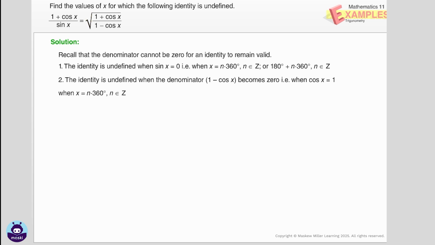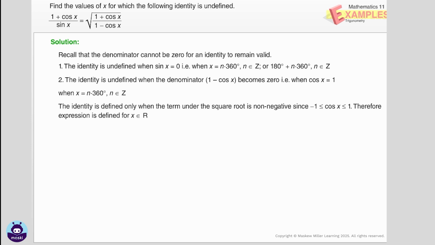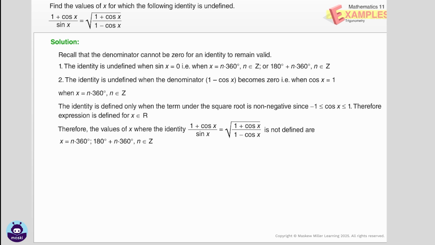Note the square root sign in the given identity. The identity is defined only when the term under the square root is non-negative. Since -1 is less than or equal to cos x, which is less than or equal to 1, the expression is defined for x element of R. Therefore, the values of x where the identity is not defined are x equals n times 360 degrees, 180 degrees plus n times 360 degrees, n element of Z.